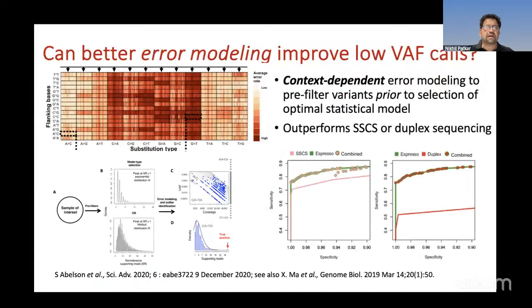Newer advances in the field are about whether you can improve error modeling for lower VAF. There are some newer approaches like context-dependent error modeling, which can filter out variants to get better sequencing results.